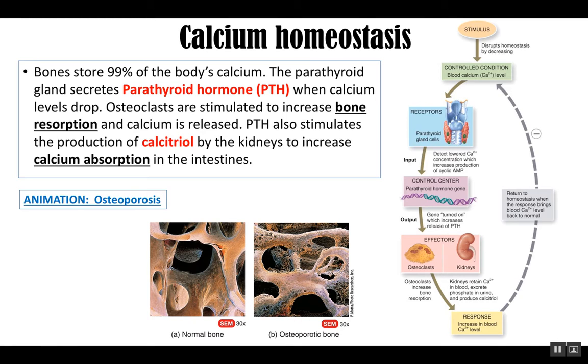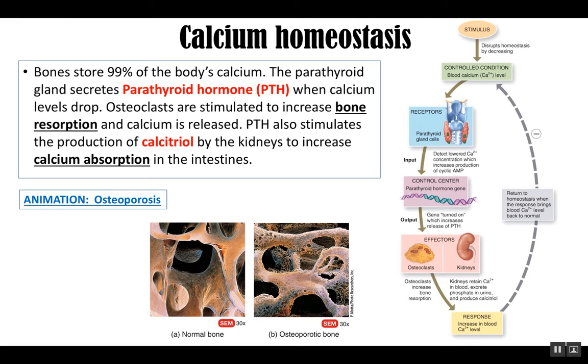Well, the first thing it does is it's going to stimulate osteoclasts. And if you stimulate the osteoclasts, you will increase bone resorption. And remember what resorption of bone means. That means we break down more of the bone matrix. Breaking down more bone matrix will release calcium into the bloodstream. So that's not good for the bone, but it's good for the blood to have enough calcium.